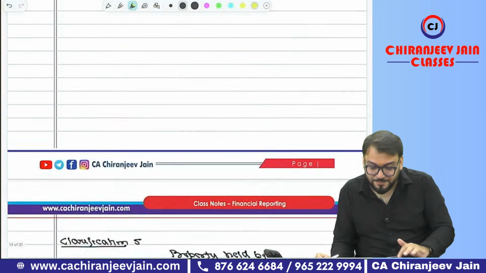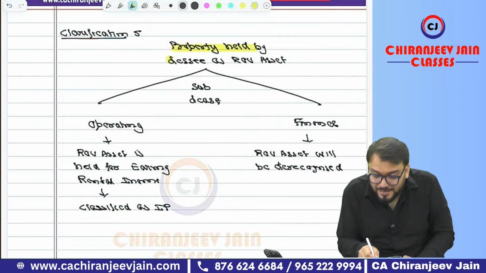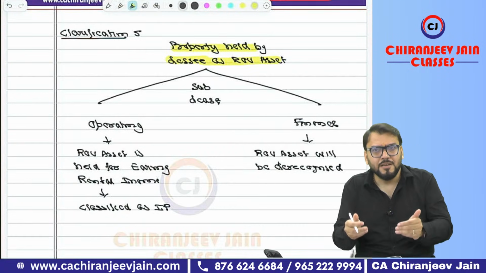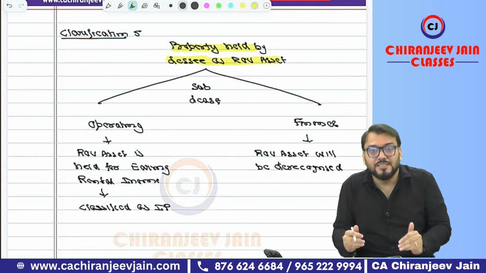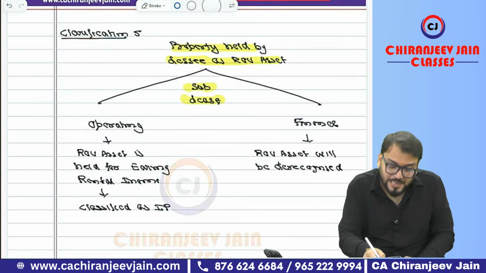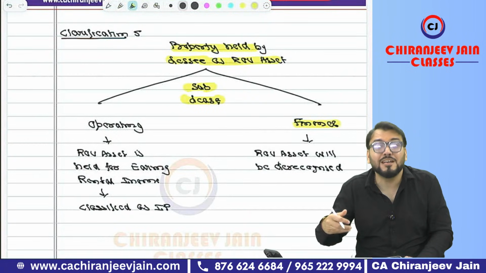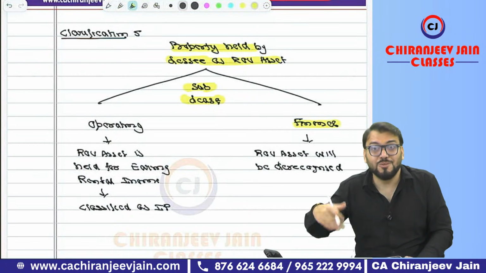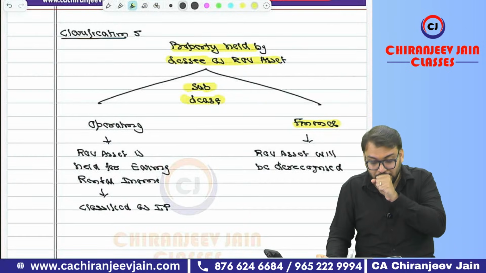Okay. Similarly, if I say property held by lessee as ROU asset, can I say it can be subleased? If it is subleased on finance lease, that property will be de-recognized. The question of classification will not arise.